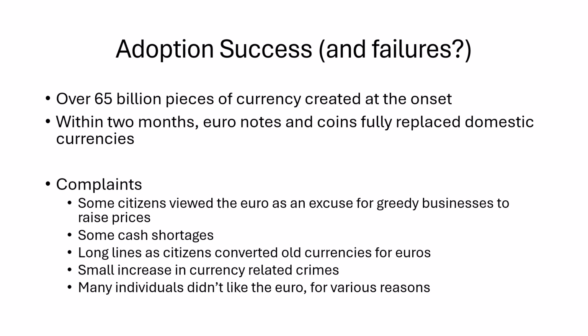It was seriously a massive undertaking. About 65 billion pieces of currency were released at the onset. And I'm not saying 65 billion euros, I'm saying 65 billion physical pieces of currency were created at the beginning of the euro. Within 2 months, euro notes and coins fully replaced domestic currency, so that transition period ended. And now all of these countries in that initial group had adopted the euro and it was used as their currency. Now, there were definitely some growing pains.